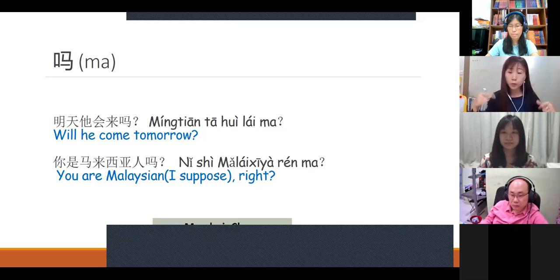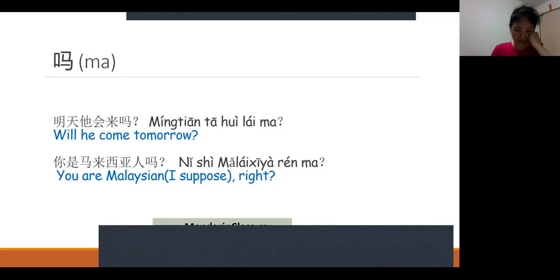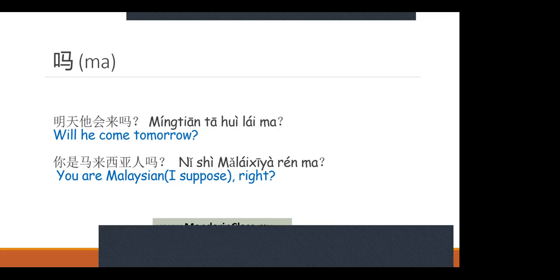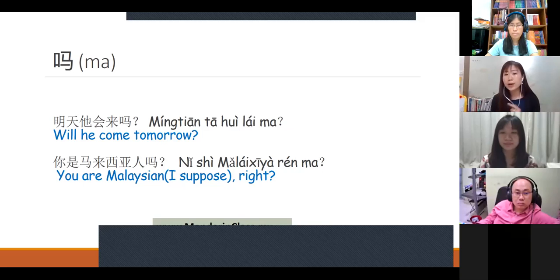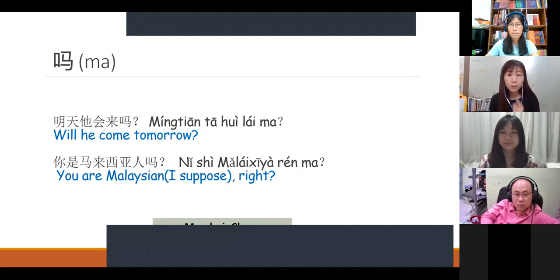But if we change to bahasa, in bahasa we can ask like this: Besok dia akan datang ke? Or, dia akan datang besok ke? So we put the word ke at the back. When we have the word ke, normally in Mandarin we use the word ma. 明天他会来吗? And we also can put the word pa at the back. 明天他会来吧? So 明天他会来吧 means he will come tomorrow, right?